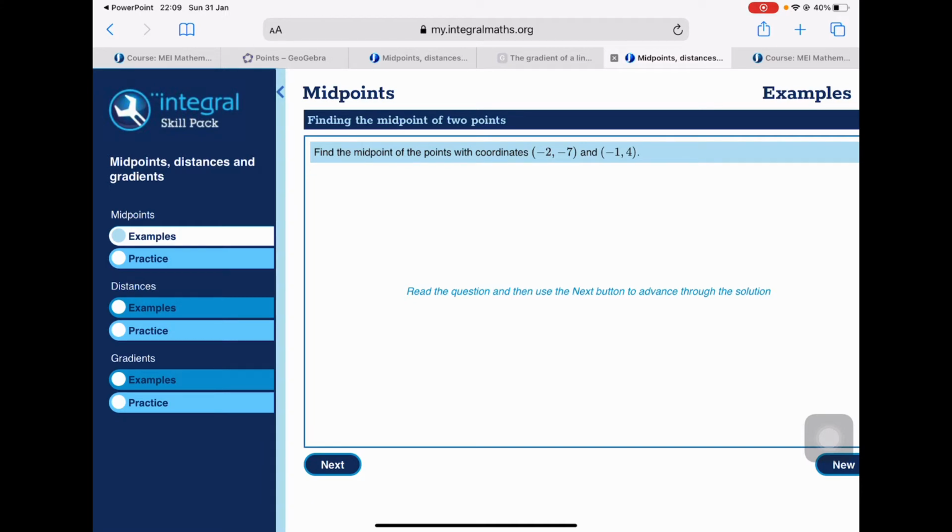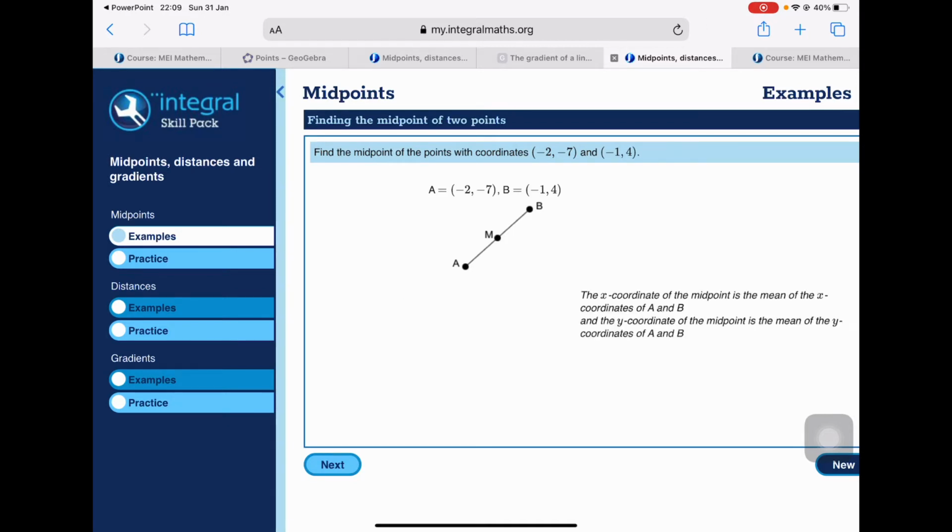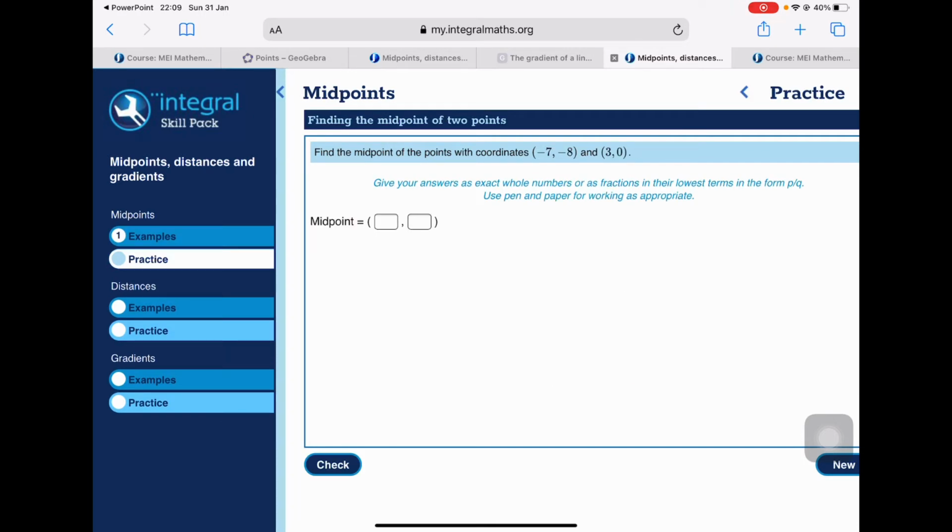So the first skill pack activity, I'll just show you how it works. You click on next and it shows you how to work out the answer for this question. So here it is. This is how you work out the midpoint. Then when you click on practice, then you can answer this question yourself. And after you've answered it, you can check to see whether your answer is right or wrong. And of course, you could do further practice by clicking on this new here, and it will change the question, as you can see.